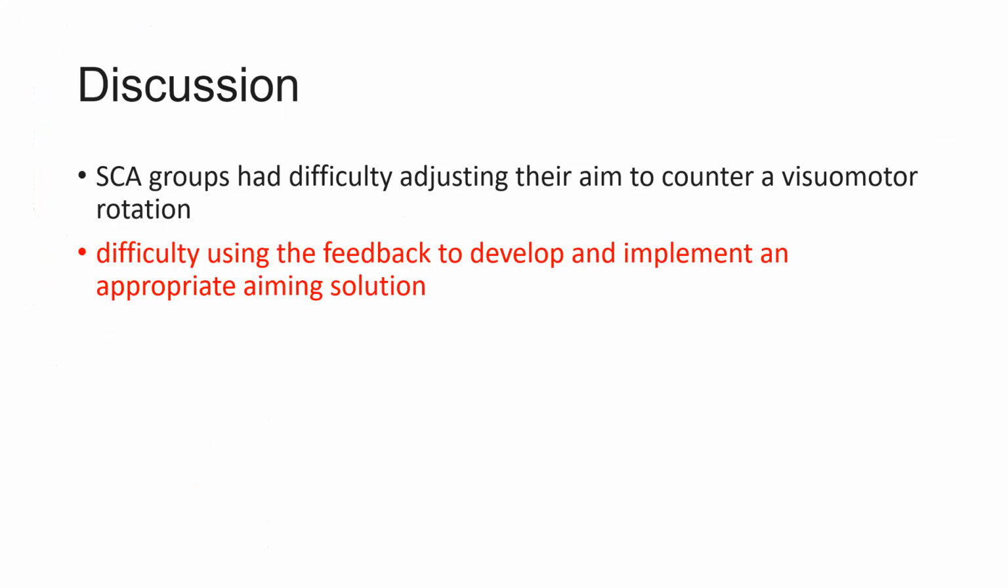And here we are at the discussion. Overall, this data shows that damage to the cerebellum results in difficulty adjusting aim in response to visual motor rotation, and that these individuals experience difficulty using feedback in order to create their own aiming solution.